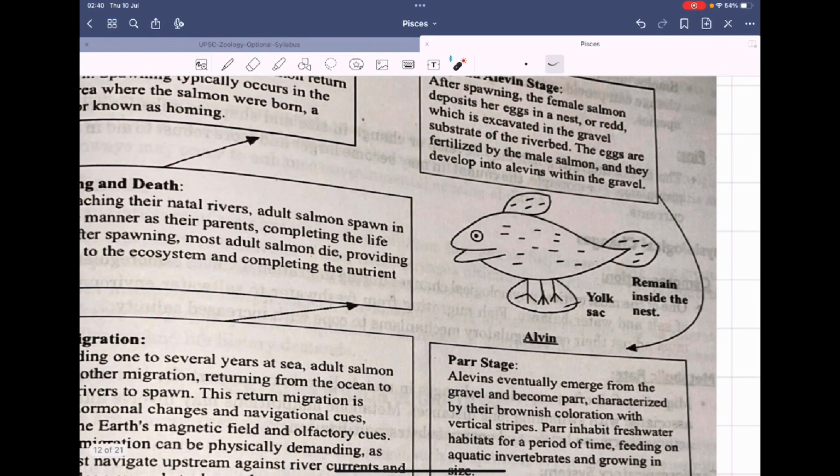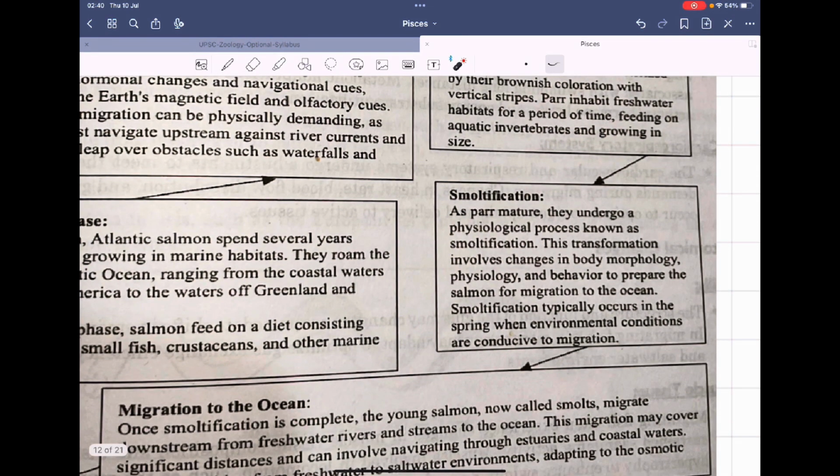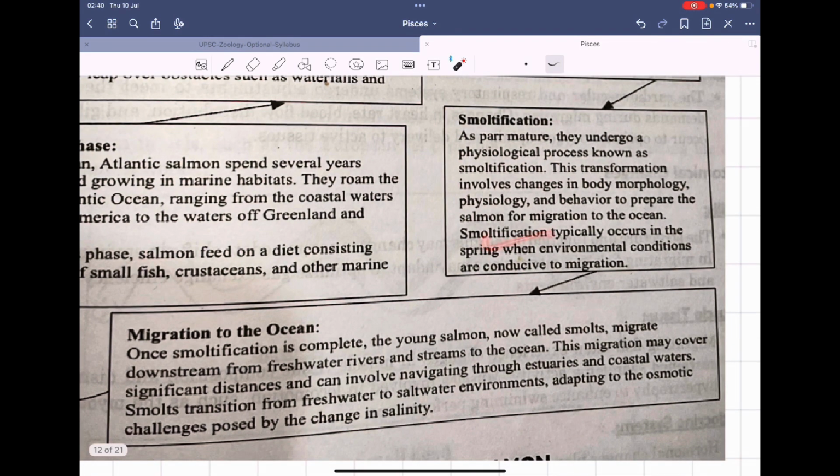So this will be the nest. They will remain inside the nest and they will produce the eggs. The eggs are fertilized by the male salmon and they develop into alevins. So alevin will develop, and then the parr stage. Parr will inhabit the freshwater habitats for a long period of time, and then there will be smoltification. In the smoltification, there will be physiological changes, transformation in the body morphology and behavior, and this is called smoltification, and it occurs during the spring.